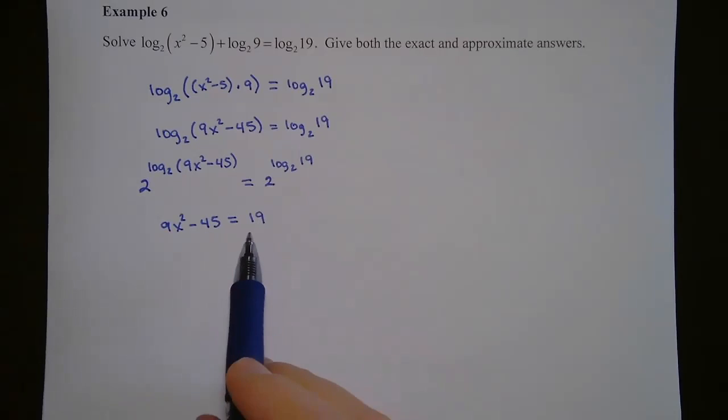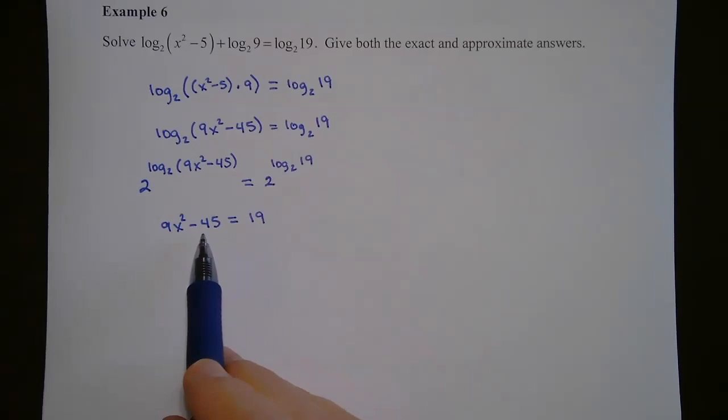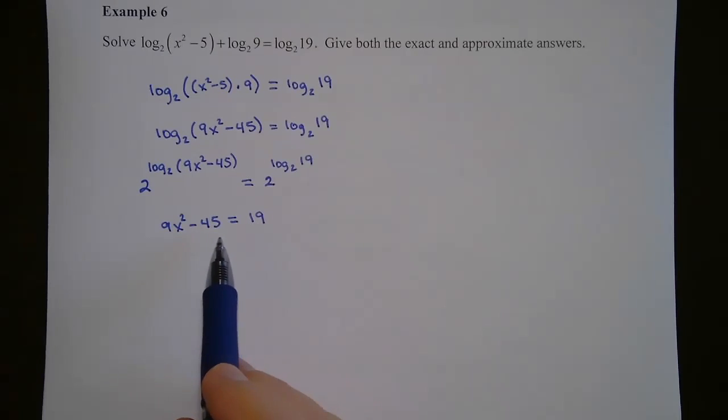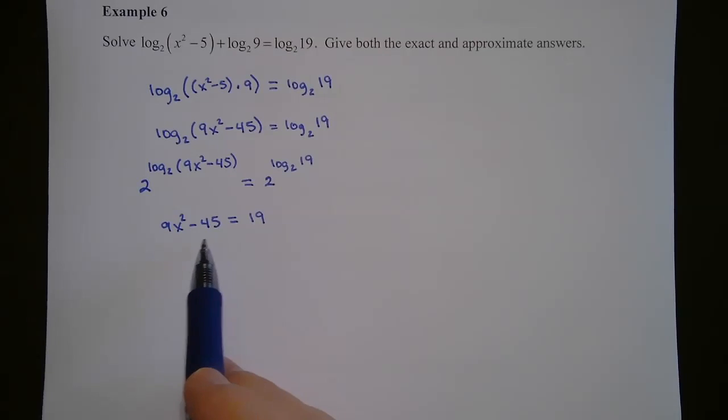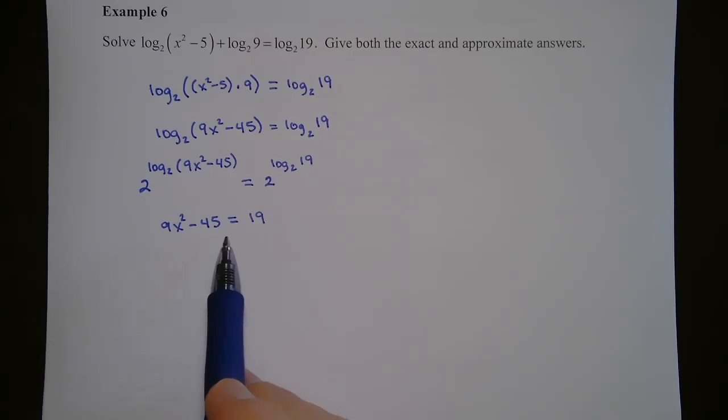You could subtract 19, and negative 45 minus 19 turns out to be minus 64. So we'd have 9x squared minus 64. Both of those are perfect squares. And then you could factor this using difference of squares and solve it that way. Whether you use square roots or factoring using difference of squares, you will wind up with the same answer.